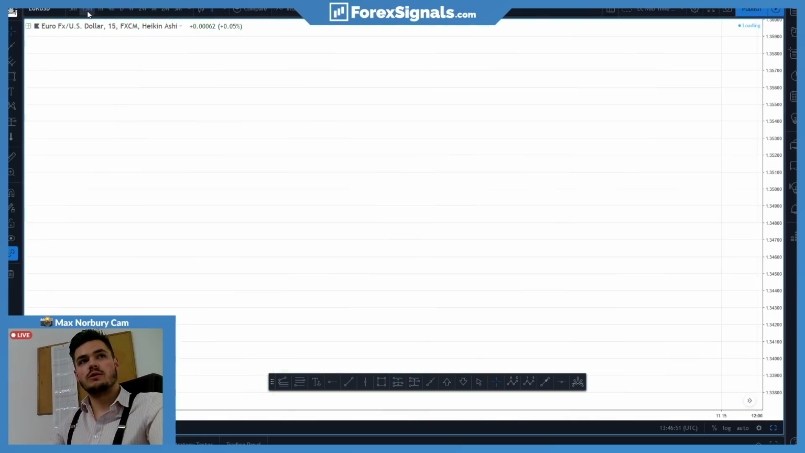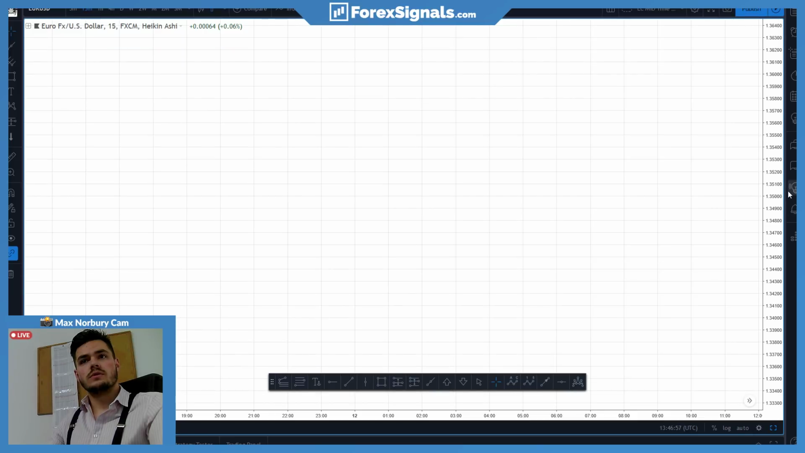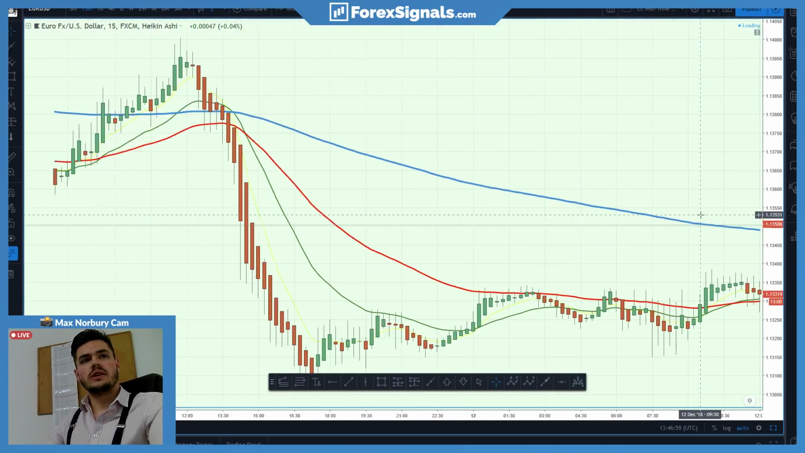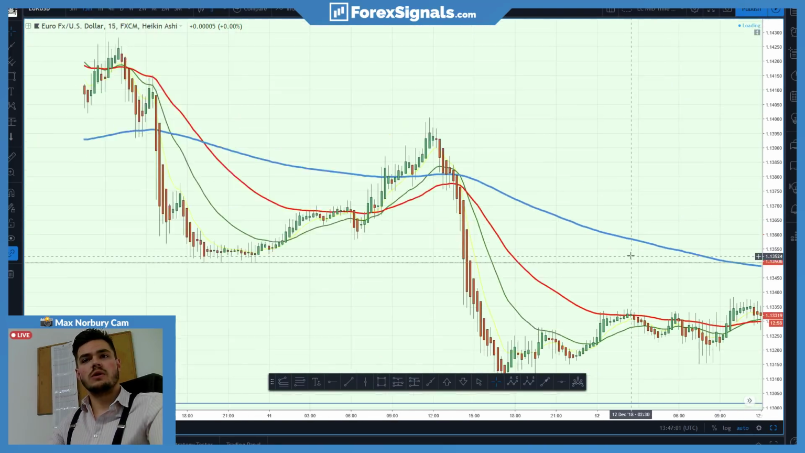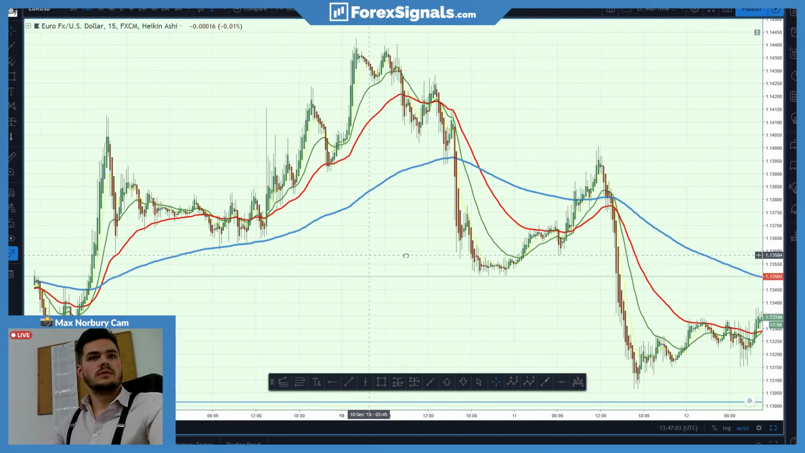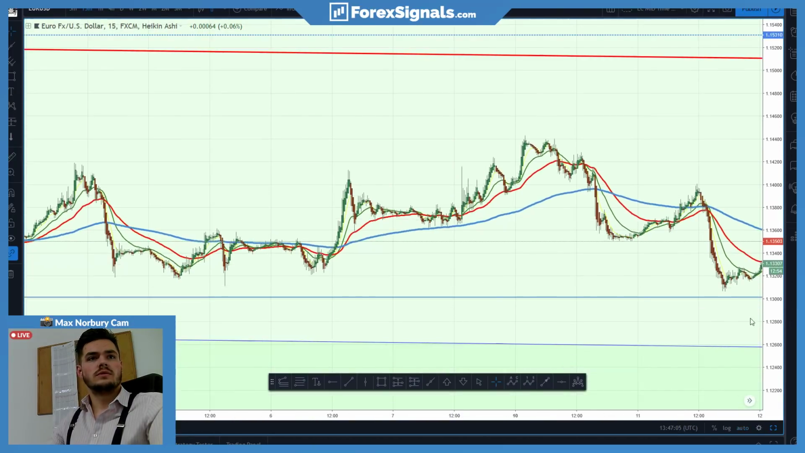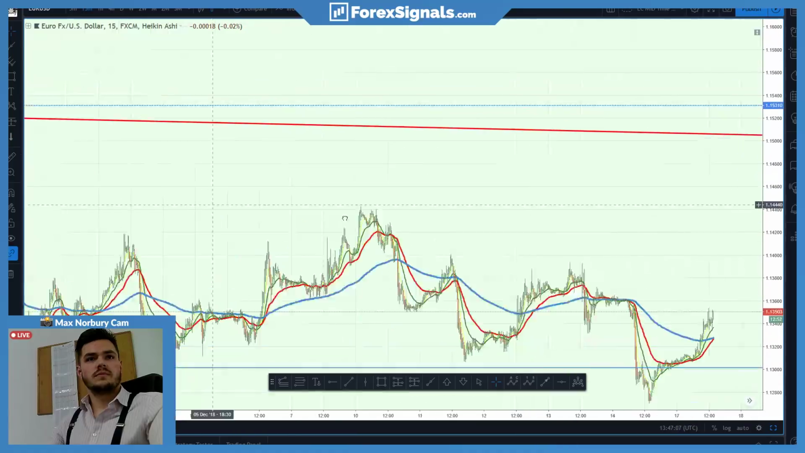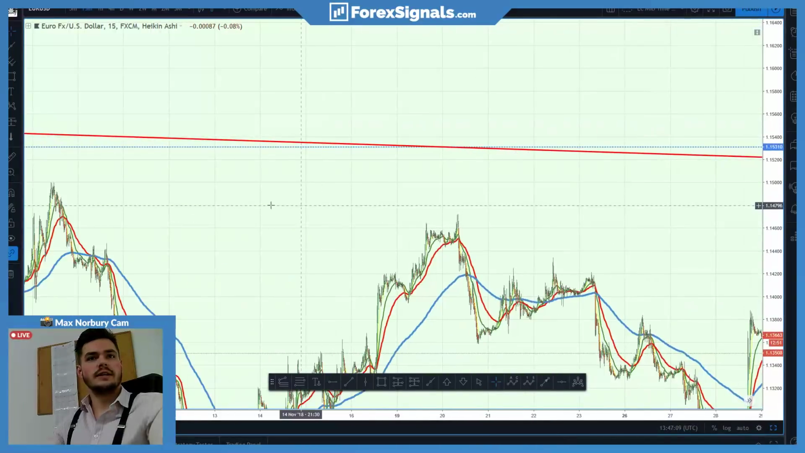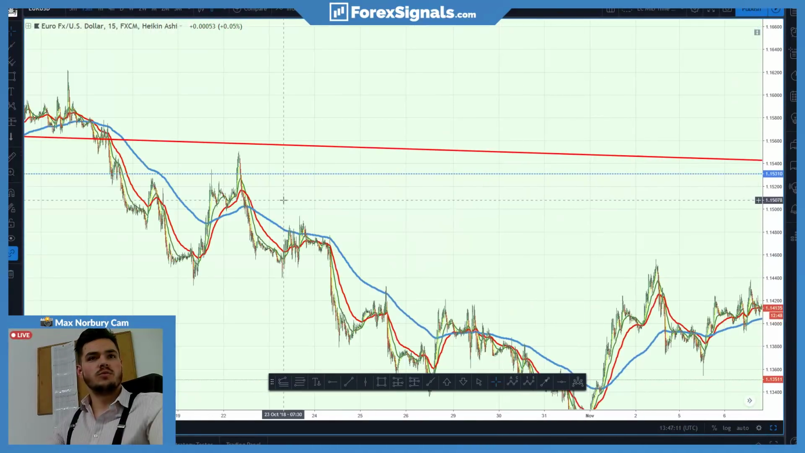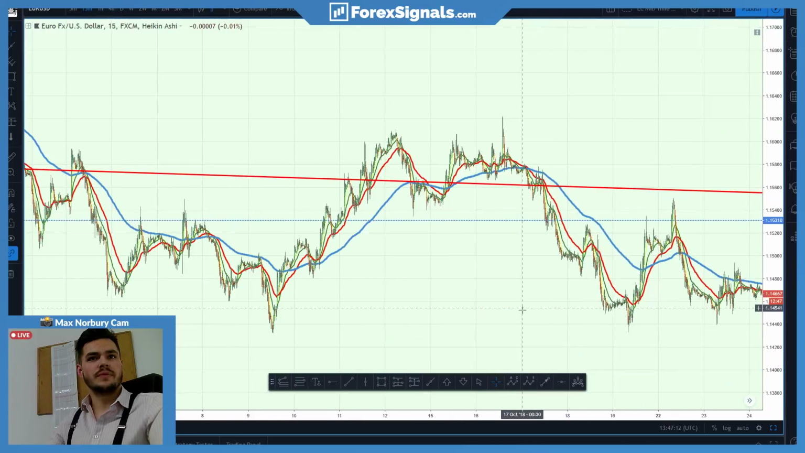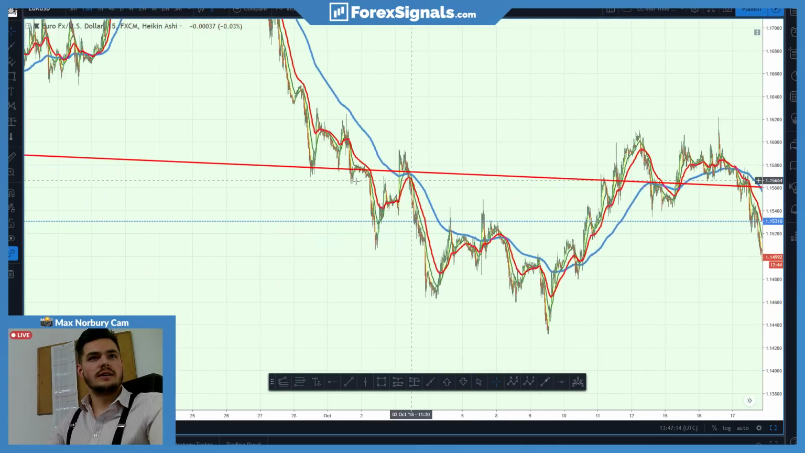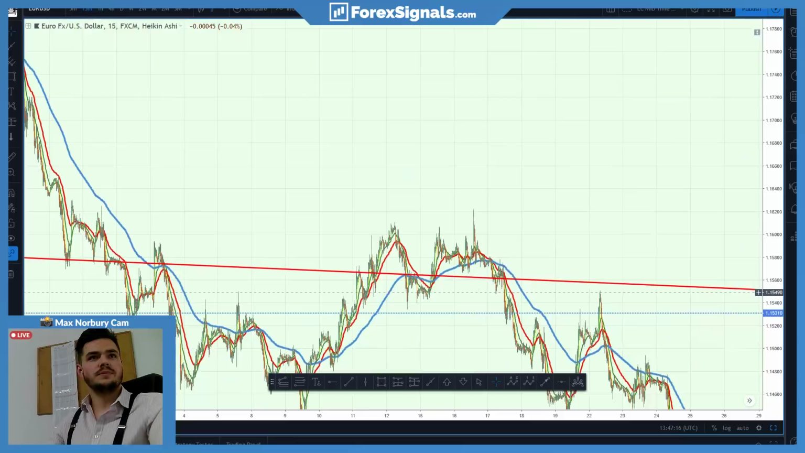So if we go down to our execution time frame, hang on a second, I'm completely lost where I am now, guys. Crikey, the 15-minute time frame's got way too much price action on it. Right, scrap that. I've just lost my place.